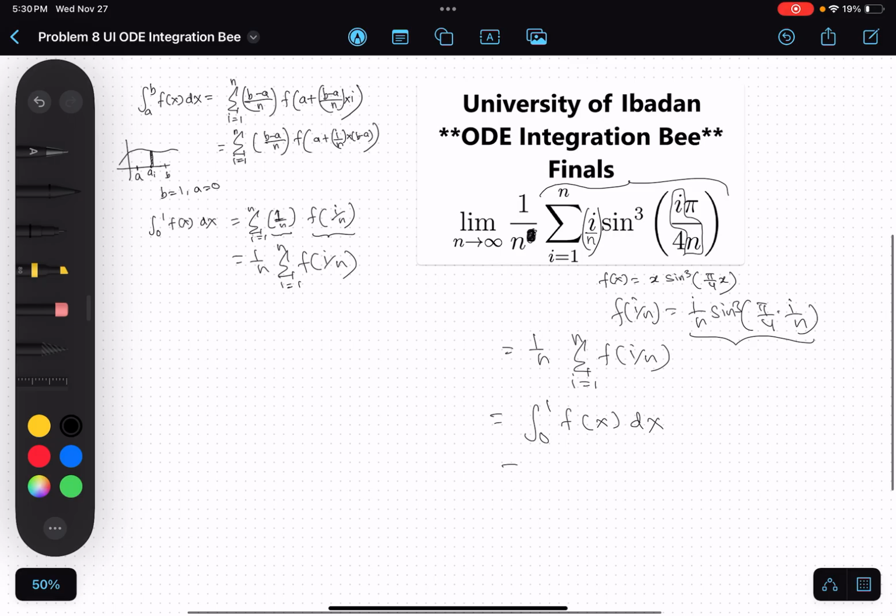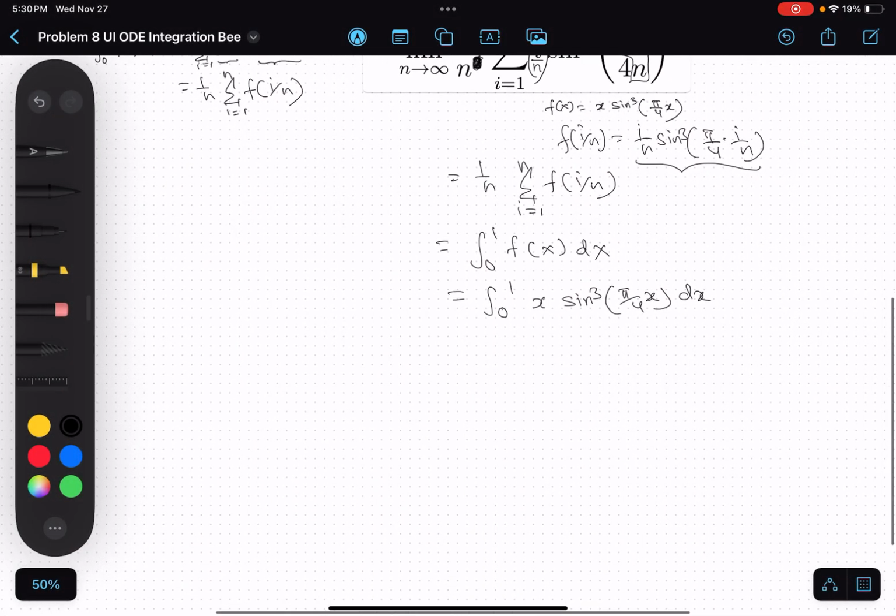Okay, and now f of x in this case is x sine cube of pi by 4x. Now the only problem is how to evaluate this integral. So now that we have converted a sum to an integral, we are pretty sure that it's going to be really easy. Okay, so now let's see how we evaluate this integral.